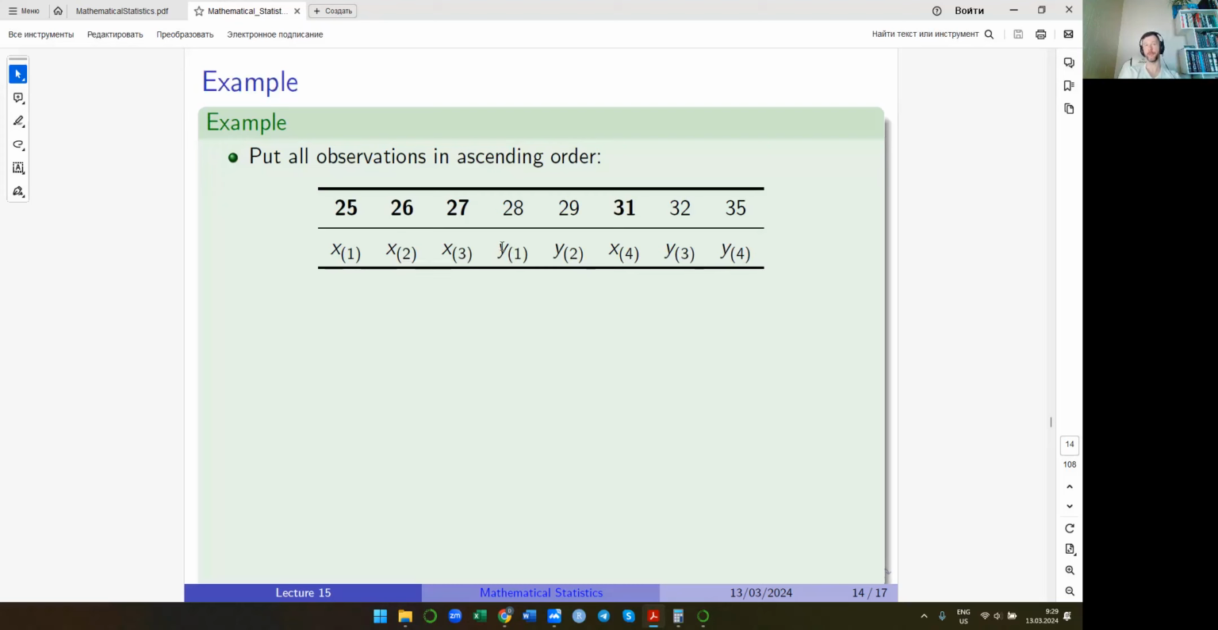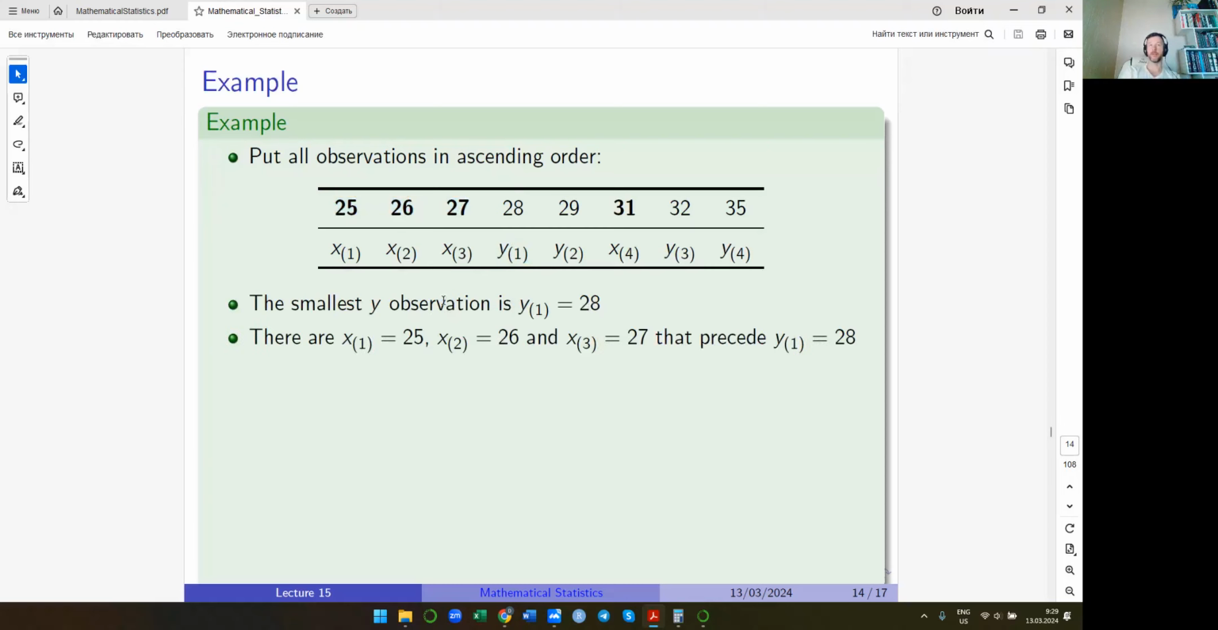And now I do the following. I'm taking the first observation of the sample Y, and I compute how many observations from sample X are before. So they are located to the left. There are 3. The smallest observation of Y is 28. Now, there are 3 observations of X that precede this first observation of Y. So to the left of Y, I have 3 observations of X: 1, 2, 3. So U1 is 3. So the first count is 3.